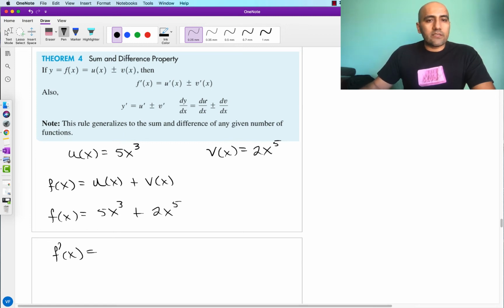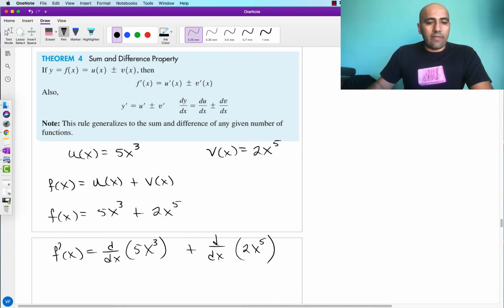Well, according to this theorem, we have one function here, another function there. They're just separated by this addition. According to this, I can just find the derivatives of each one of them separately and then add them together, right? So that makes this really easy. We know how to find this derivative. We know how to find that derivative. The derivative of the whole thing is equal to the derivative of the first part plus the derivative of the second part. Good. And now that's really easy to find.